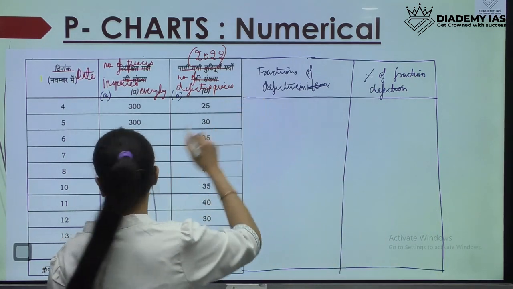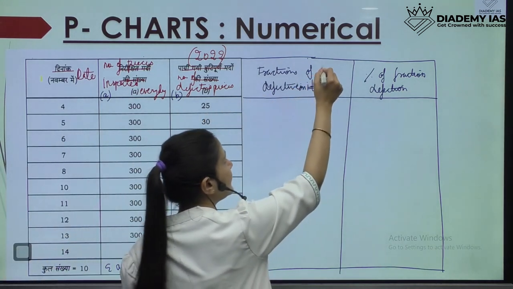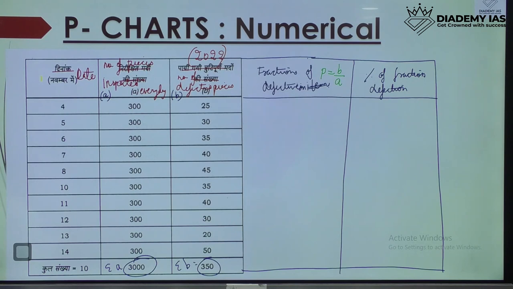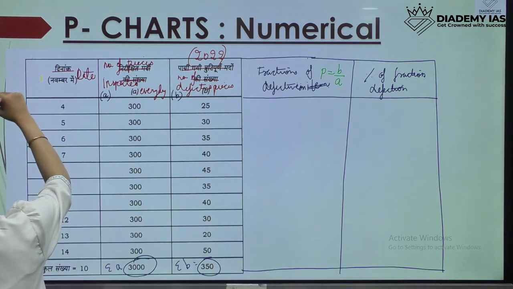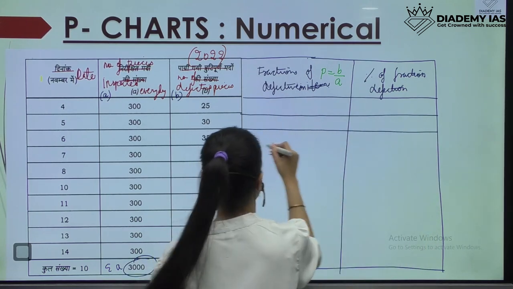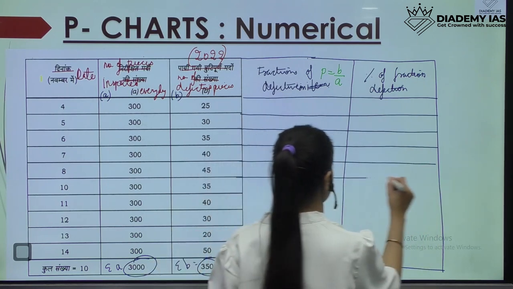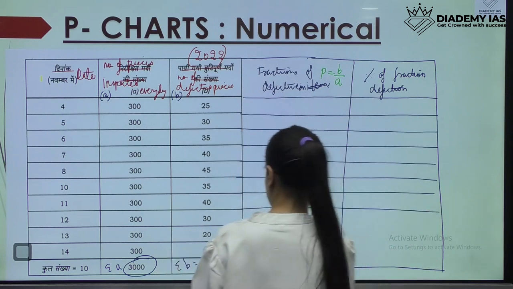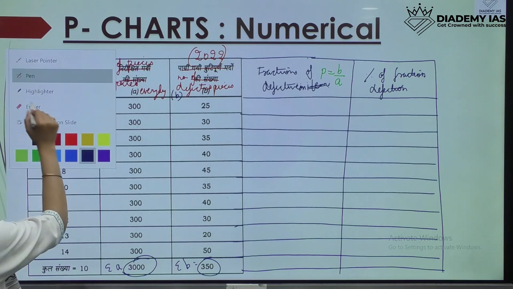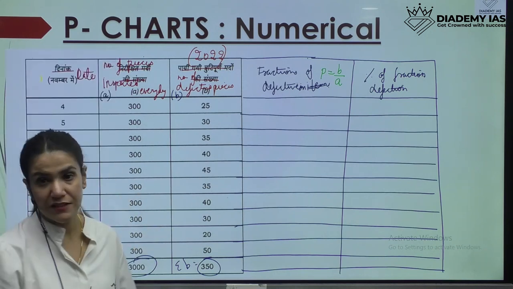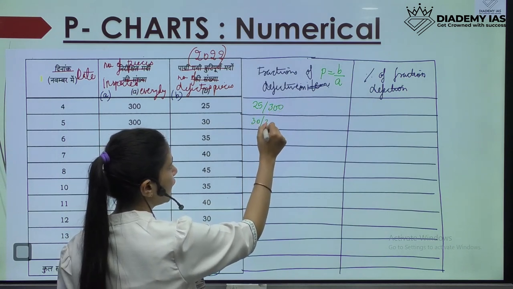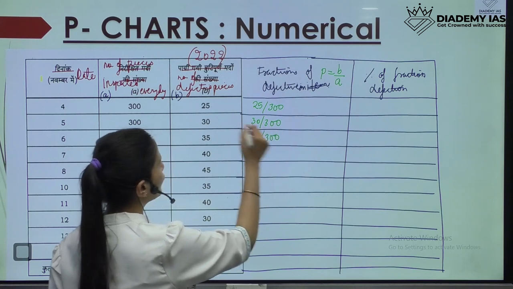So how is this P going to come here? This P is calculated using the formula P is equal to B upon A. Can you see that, all of you? Yes. For the convenience of today's class, I have taken the values and I'm just going to write them down so that we don't waste our time. So for P is equal to B upon A, it's basically 25 upon 300. This is going to be 30 upon 300. This is going to be 35 upon 300, because we already know B is this and A is this, right?